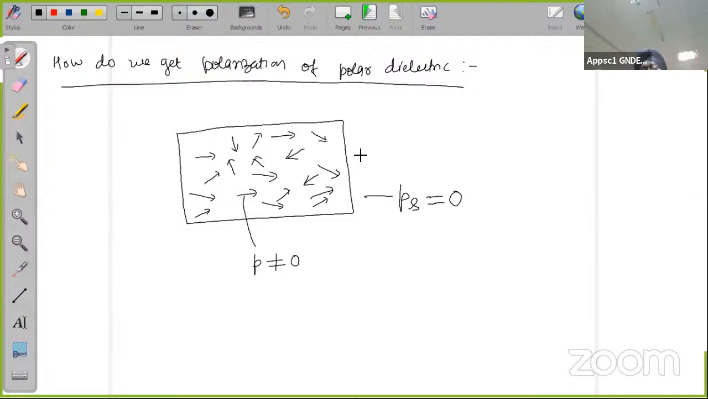The number of molecules is in the trillions, even trillions of trillions. So these are randomly oriented. And when these are randomly oriented, the net dipole moment of the sample is going to be zero.